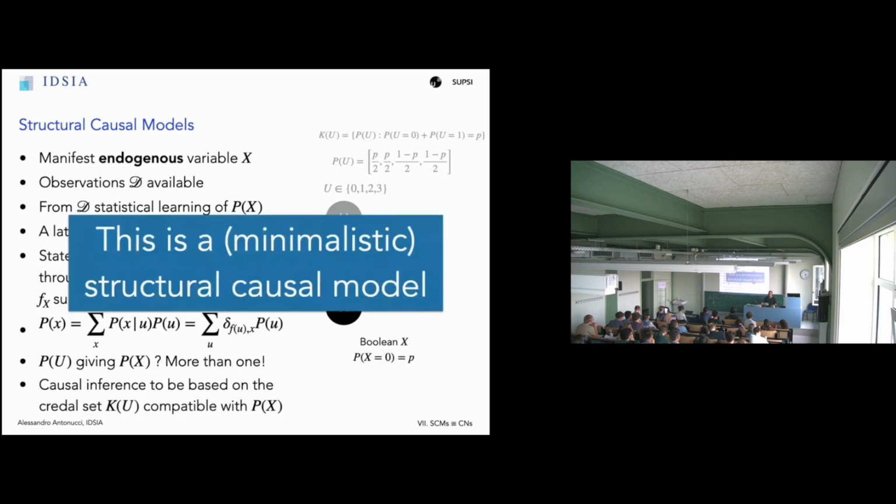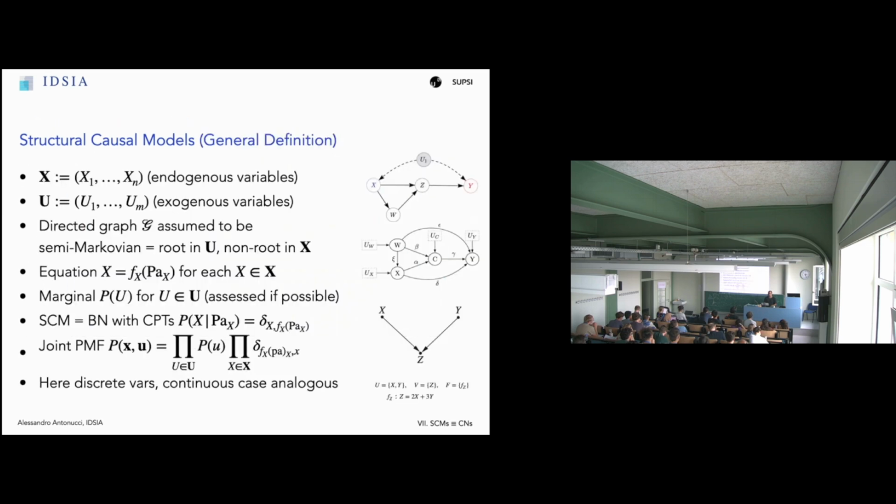As usual, I'm focusing on the discrete case. Of course, structural causal models have been defined also for the continuous case. We have some results which can be extended to the continuous case, but we haven't done it in a paper. We are working on it, but it requires some formal work.